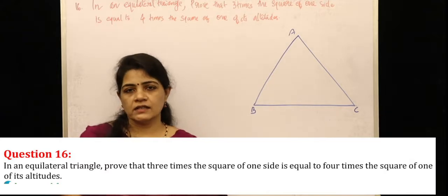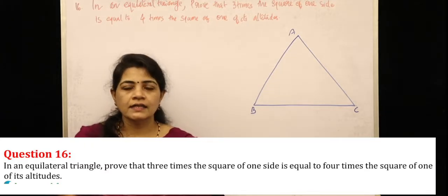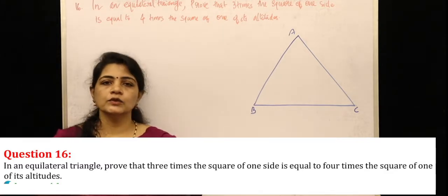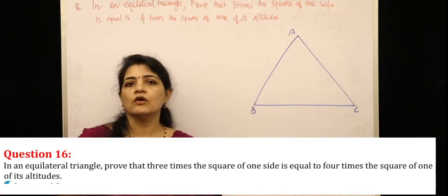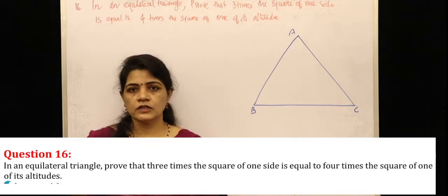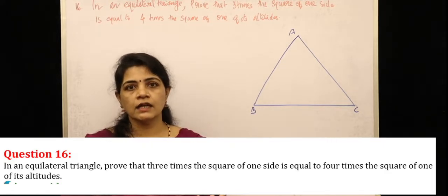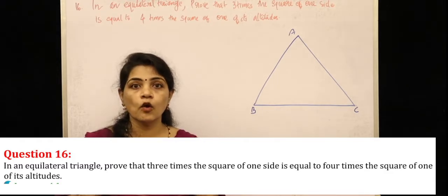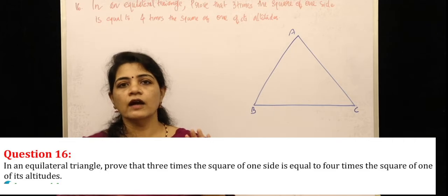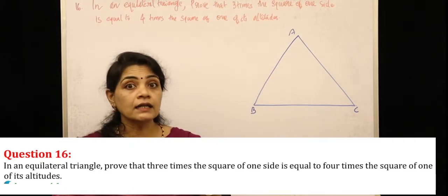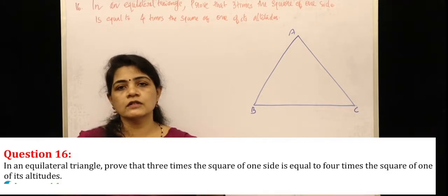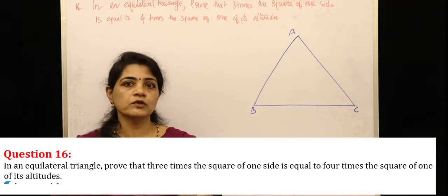Now the 16th question. In an equilateral triangle, prove that 3 times the square of one side is equal to 4 times the square of one of its altitudes. Question is clear. An equilateral triangle, like any triangle, has 3 altitudes. In particular, we have to prove that 3 times the square of one side equals 4 times the square of one of its altitudes.